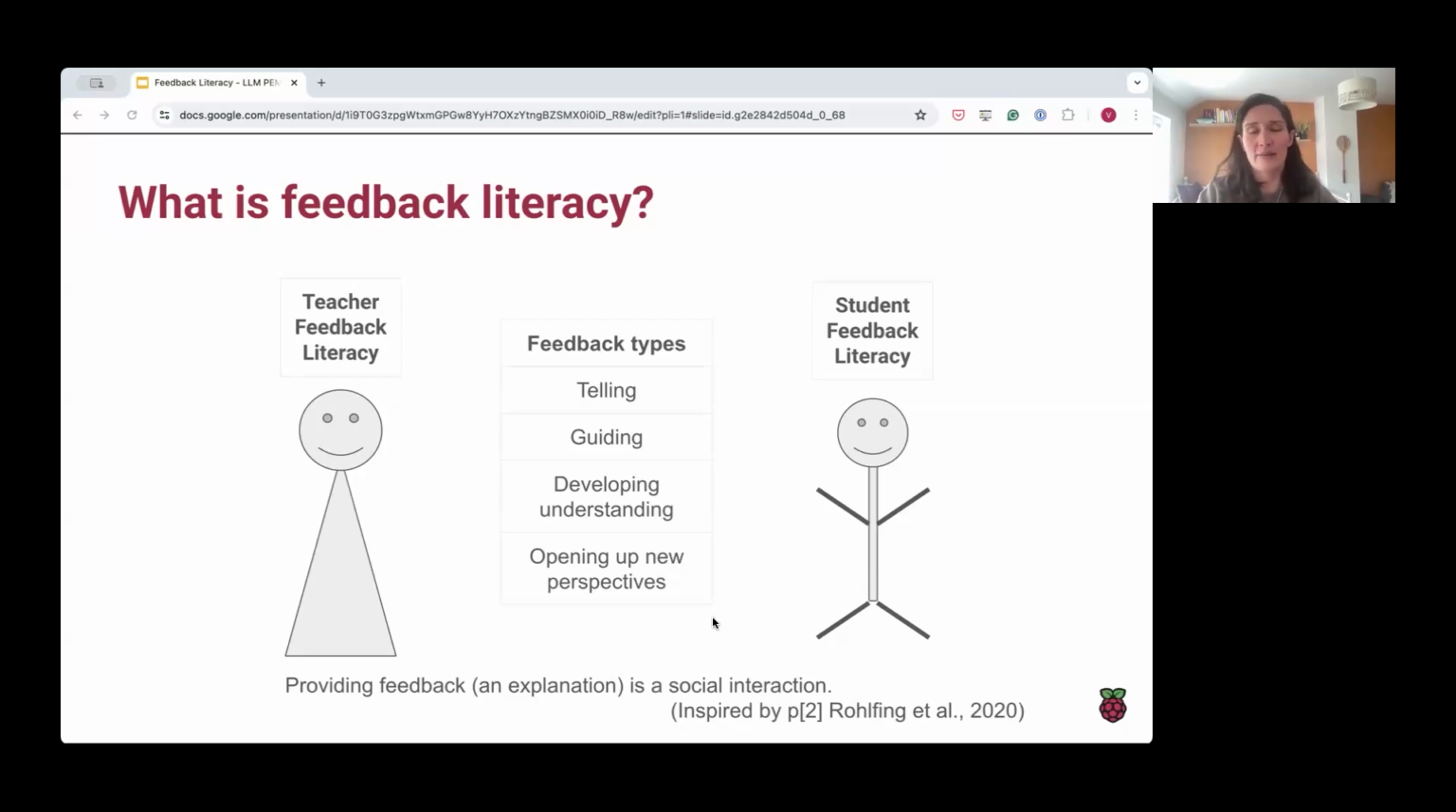But what is feedback literacy? Providing feedback, which includes explanations, is a social interaction. So the feedback effectiveness will depend on the teachers' and students' competencies of engaging with that feedback, as well as on the feedback type. So the role that feedback serves from a pedagogical perspective. So let's look at these three components: feedback types, teacher feedback literacy, and student feedback literacy in detail.